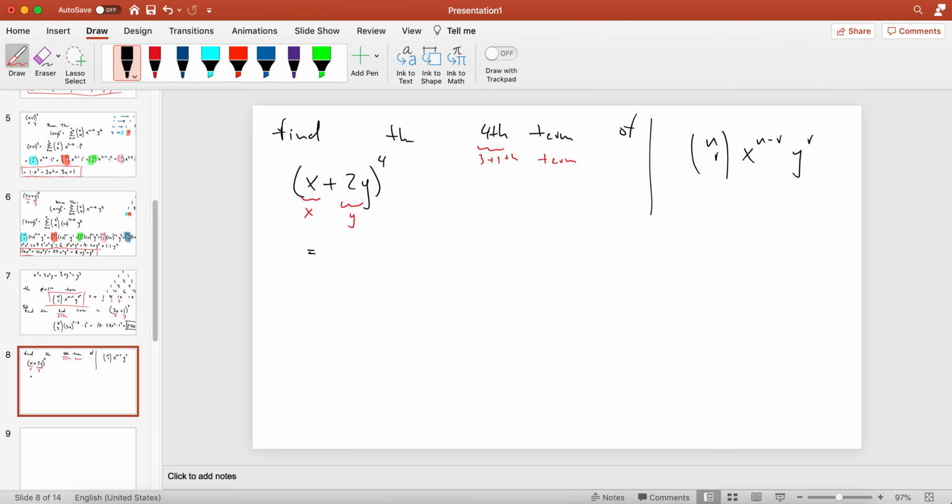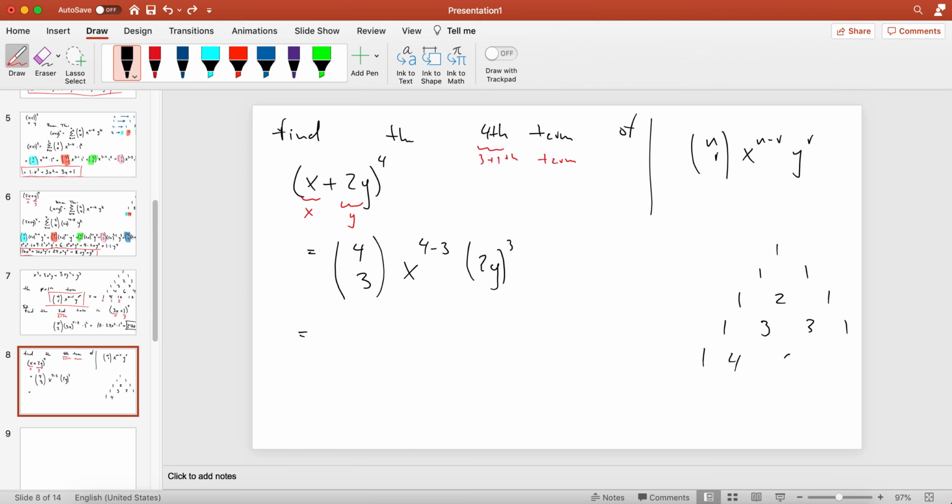So this is going to be equal to 4 choose 3. Remember, my r is 3. x to the 4 minus 3, 2y to the 3. Well, let's compute what 4 choose 3 is. We could do that by hand, or we can use the triangle. I prefer the triangle.